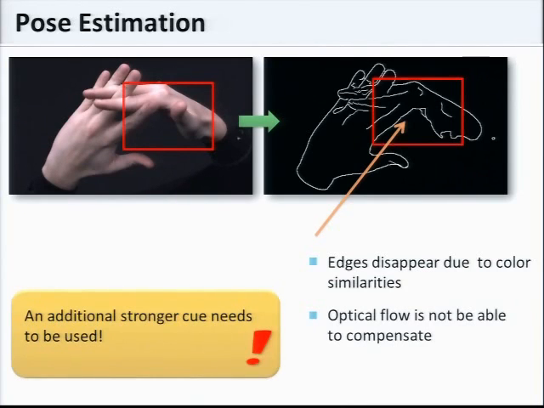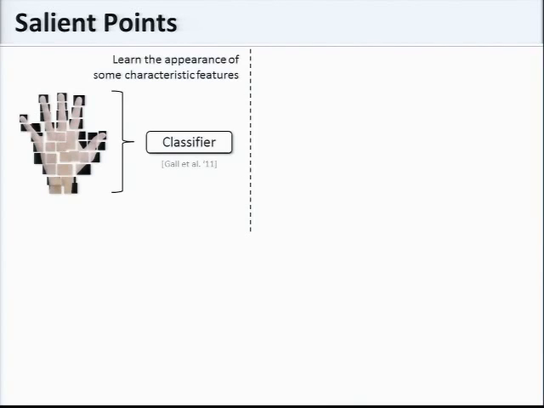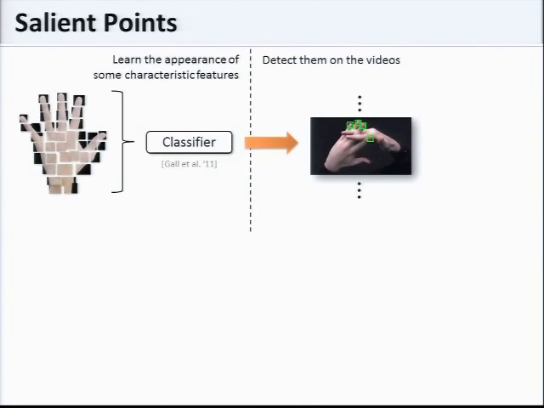Therefore, an additional stronger visual cue needs to be used for estimating the hand pose. And we did this by using salient points. So we actually learned the appearance of some characteristic features on the hands, and we detect them on the videos. In particular, we detected fingernails, but one can also detect knuckles or other parts. Well, probably fingernails and knuckles are the most characteristic.